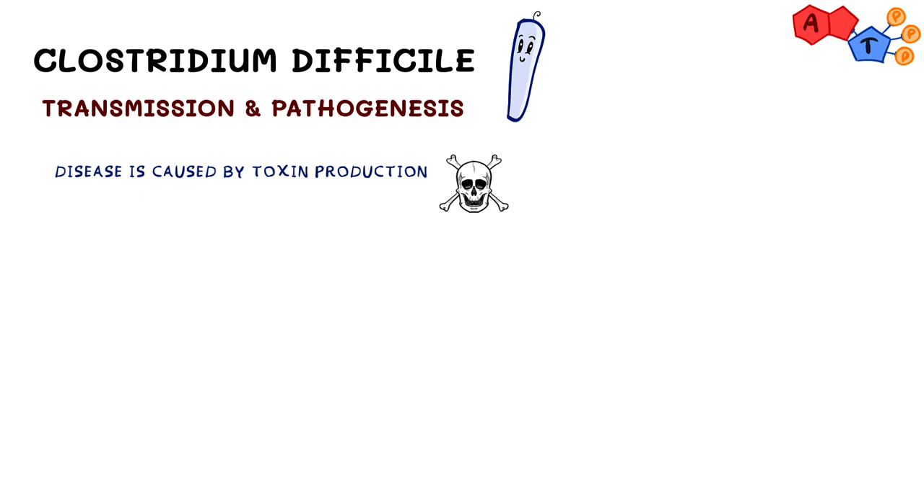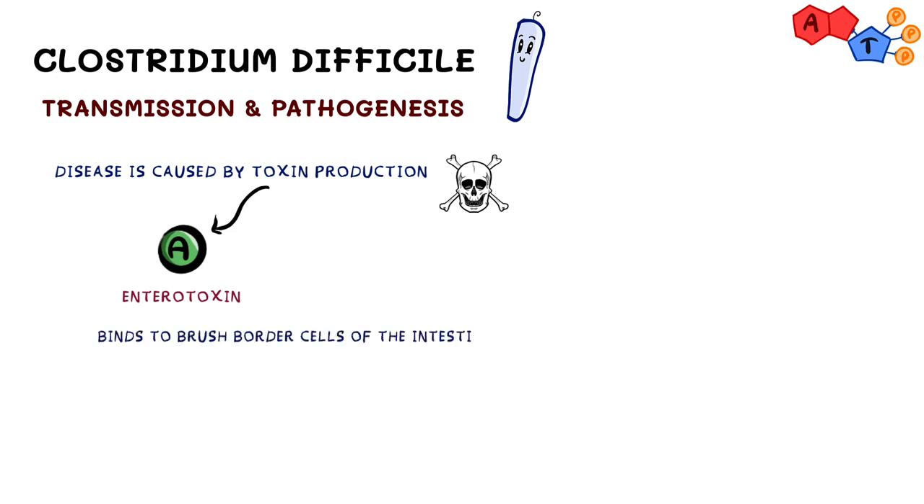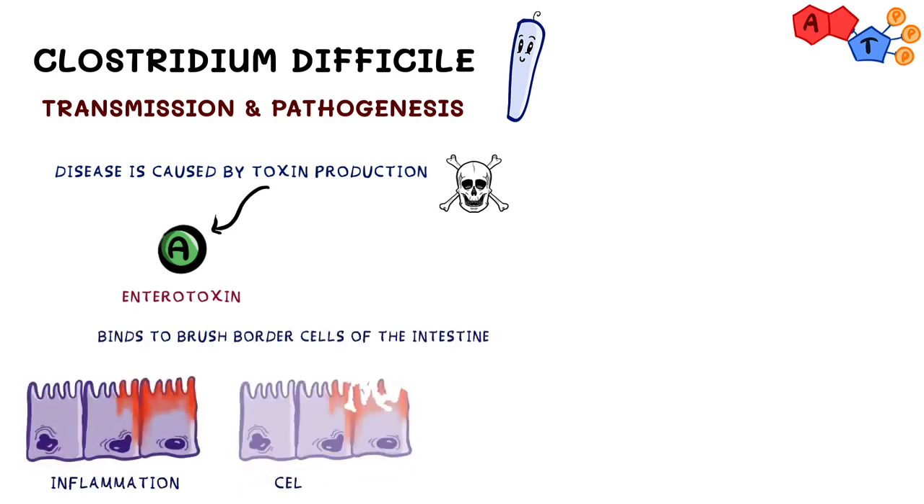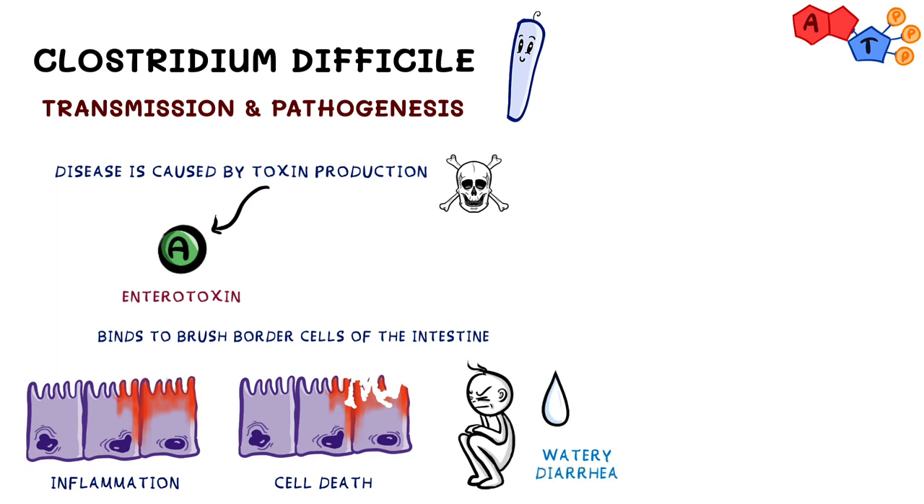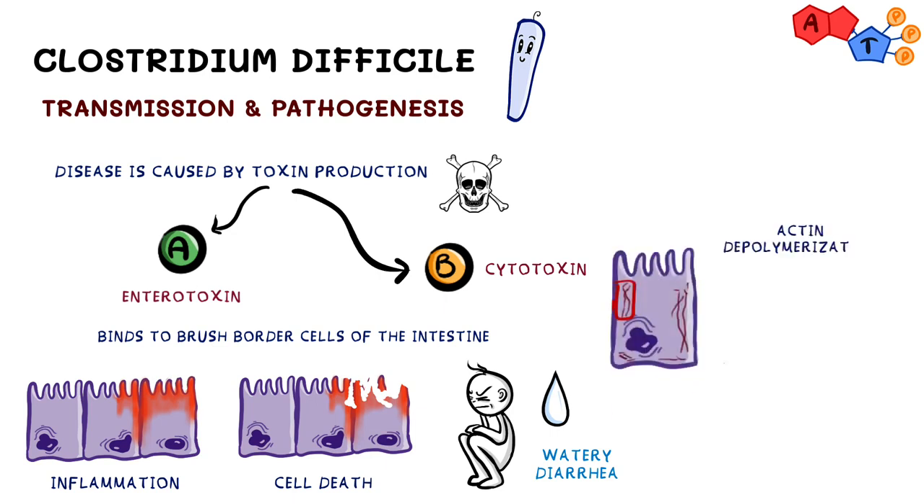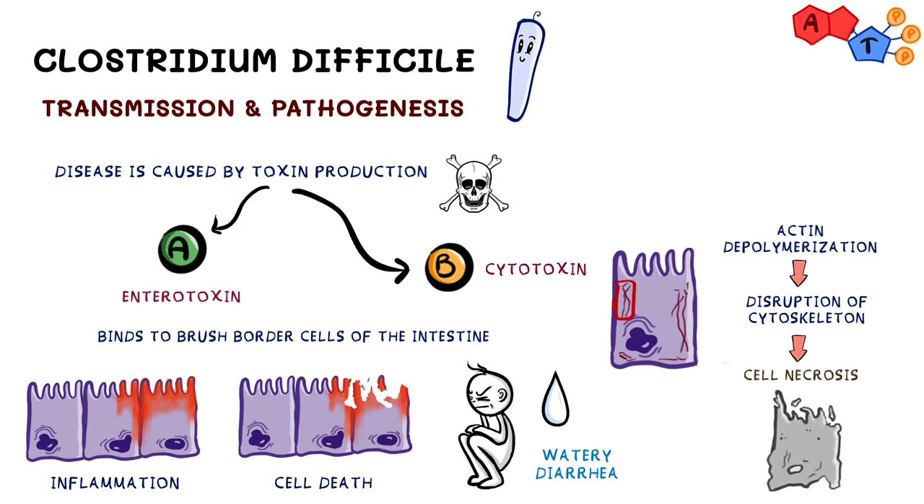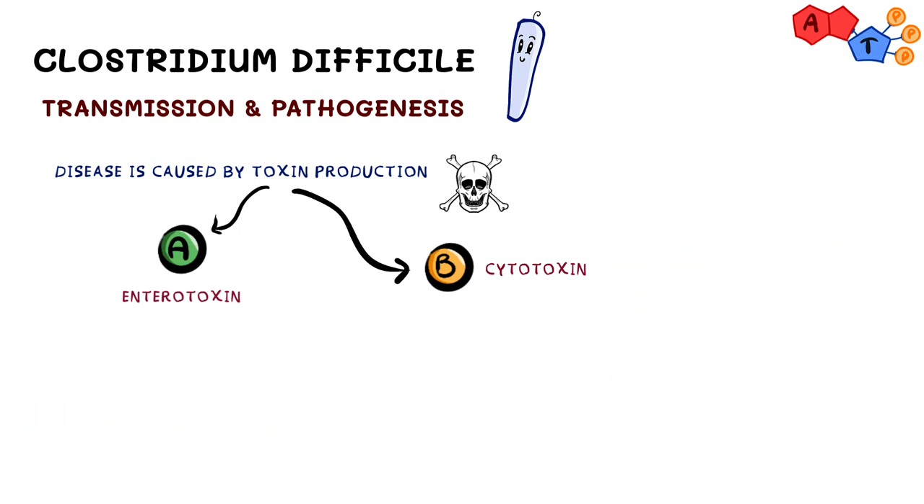Two of these toxins include toxin A, which is an enterotoxin, and it binds to brush border cells of the intestines and causes inflammation, cell death, and watery diarrhea. The second toxin is toxin B, also known as cytotoxin, which causes actin depolymerization, leading to disruption of cytoskeleton, causing cell necrosis. It's good to know that toxin B is much more potent than toxin A, which is why it's much more important. Both toxins bind to GI cells and are internalized.